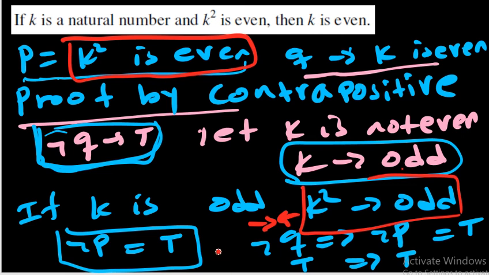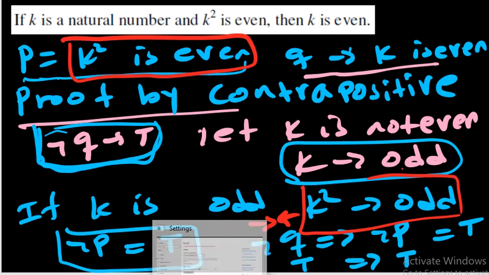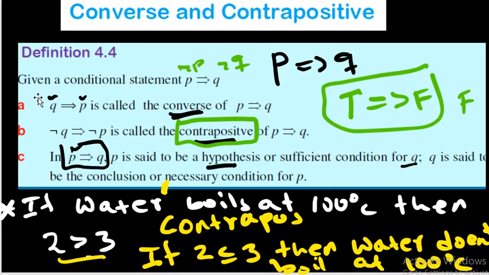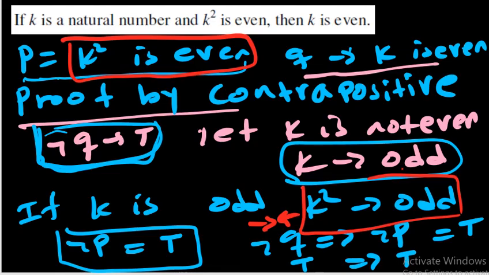Anyway, these are some of the examples where we can use the contrapositive and converse to prove statements. And that's the definition.